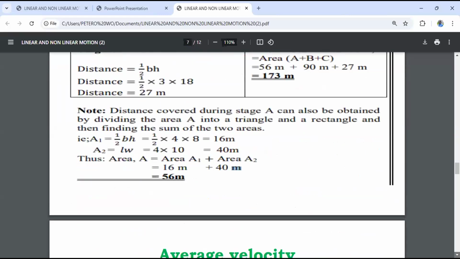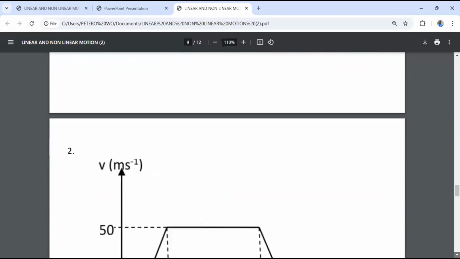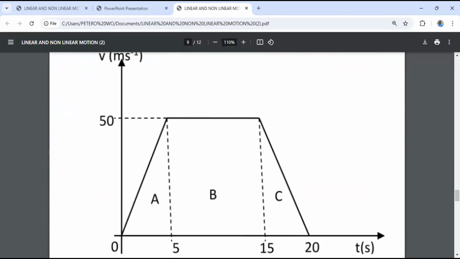So let us try this down. Let us try this second graph. So I want you to look at that second graph, and you get for me both the distance and the average velocity. We have said distance is area under the graph, and average velocity is got from total distance divided by the total time. So you have that graph, and I want you to get the distance. We have 5 minutes for that.